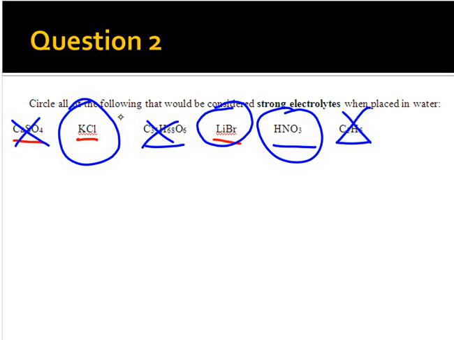Okay, so to review, a strong electrolyte is either going to be a dissolvable in water ionic compound, meaning it's going to be aqueous, or it's one of the 7 strong acids. That's how you will know it is a strong electrolyte. All right, moving on to question 3.